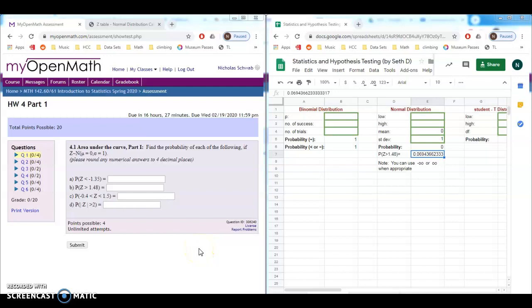Hi, I just want to make a quick video showing you how to use this online calculator. I've already opened up my online calculator. You can find this on the main page in the Getting Started tab.